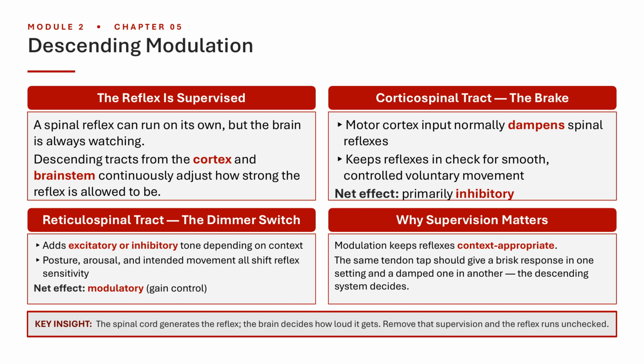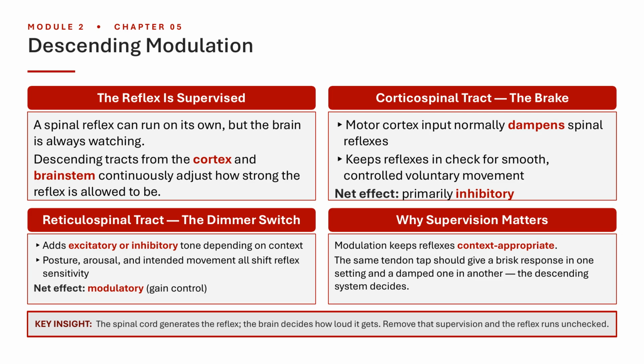Now we come to the concept that explains some of the most important clinical findings in neurology: descending modulation of spinal reflexes. Here is the key insight. The spinal cord can run the reflex arc on its own. The circuit doesn't need the brain. You could sever the spinal cord above the reflex level and the reflex would still fire, eventually, after spinal shock resolves. The arc is autonomous.